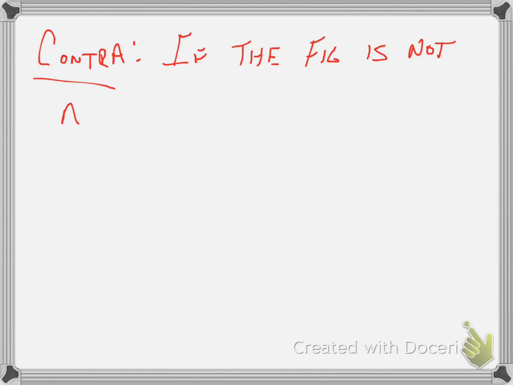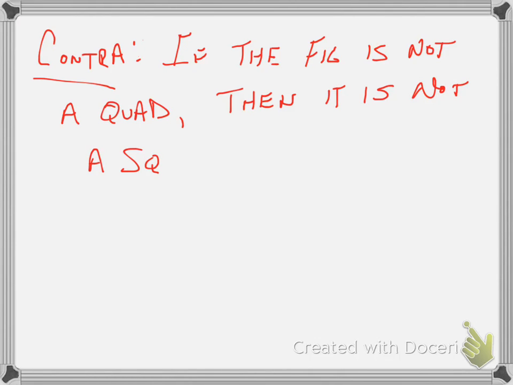Last but not least is the contrapositive. Again, that's where you flip the two statements and you negate them. So if I flip them and negate them, always start with the if: if the figure is not a quadrilateral, then it is not a square. And that, of course, is true. Not a quadrilateral, can't be a square.